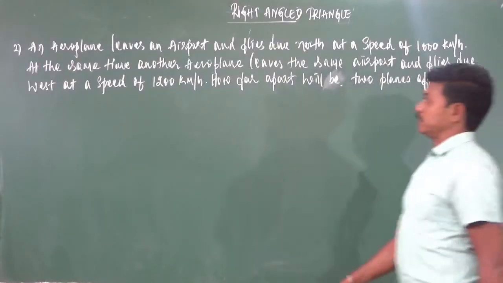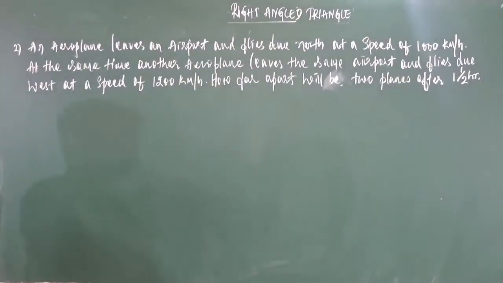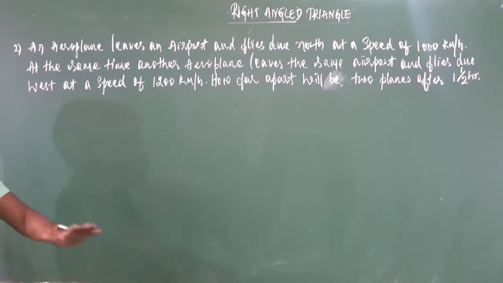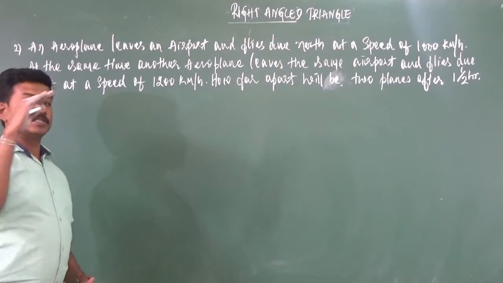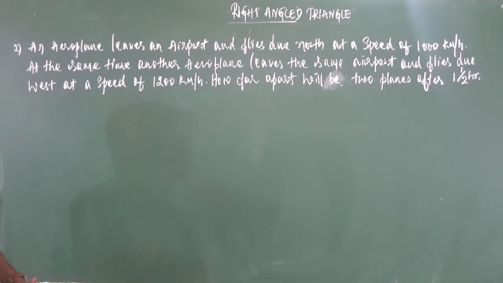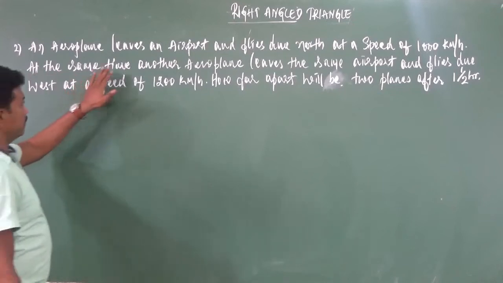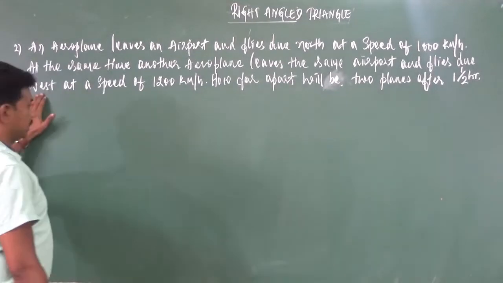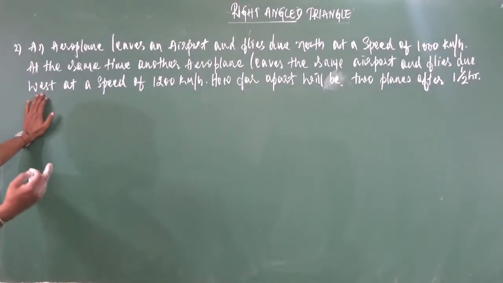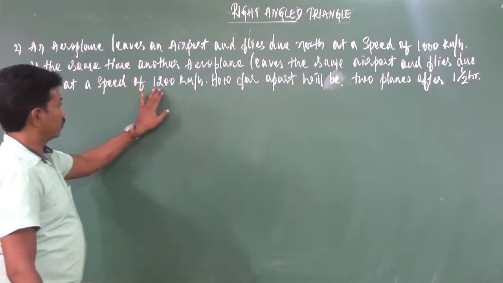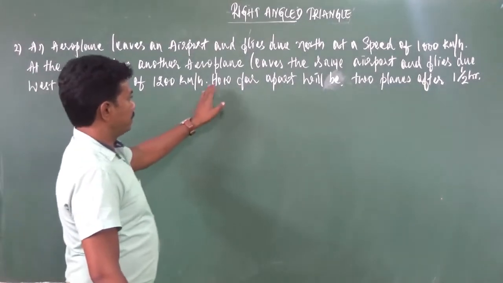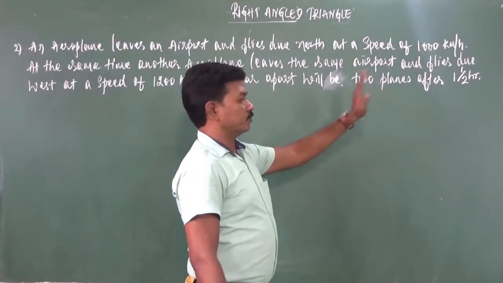Okay, we'll go to the second problem. Very important. An aeroplane leaves an airport and flies due north at a speed of 1000 km per hour. Just imagine an airport and an aeroplane moving towards north at 1000 km per hour. At the same time, another aeroplane leaves the same airport and flies due west, at a speed of 1200 km per hour. You can see the difference in the speed. How far apart will the two planes be after 1.5 hours?